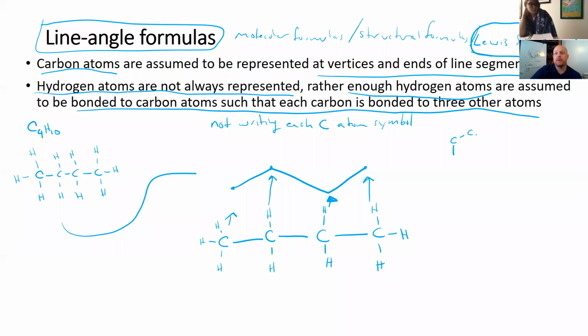here's the Lewis structure of benzene. So there's one of the two resonance structures of benzene that we have. Drawing that out with all those lines is a little bit annoying, but you can also depict benzene using line angle formula.